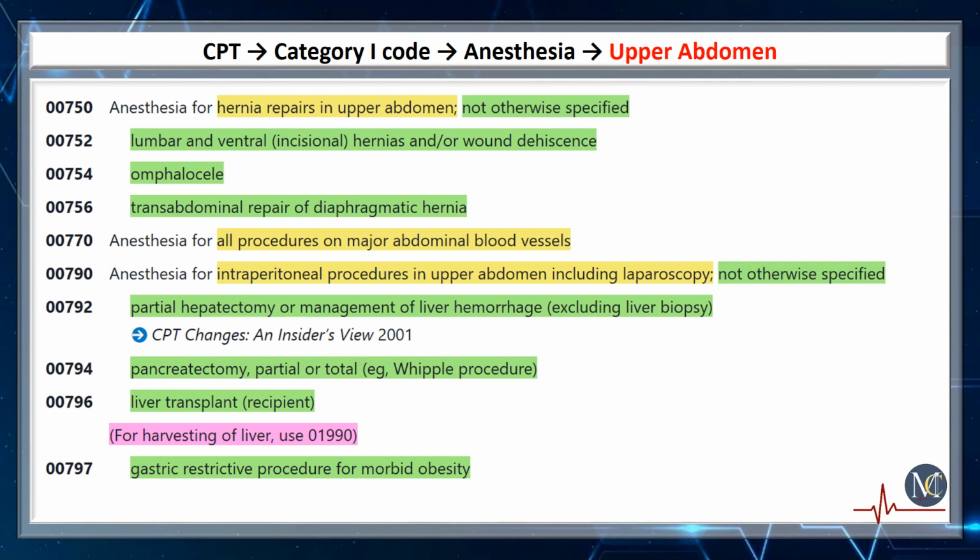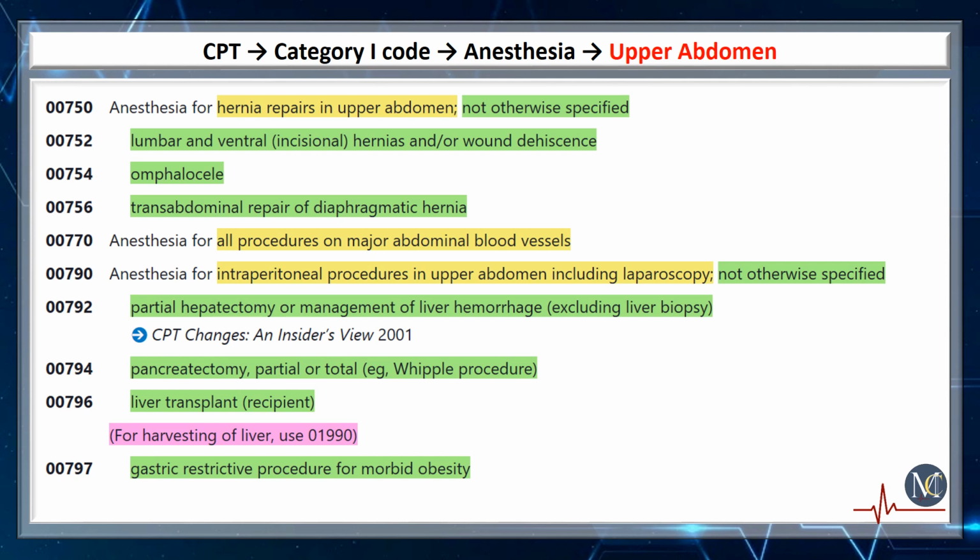This code includes laparoscopy. Next code is 00796, liver transplant recipient. It means the provider performed anesthesia service for a patient receiving a liver transplant, including laparoscopic services.